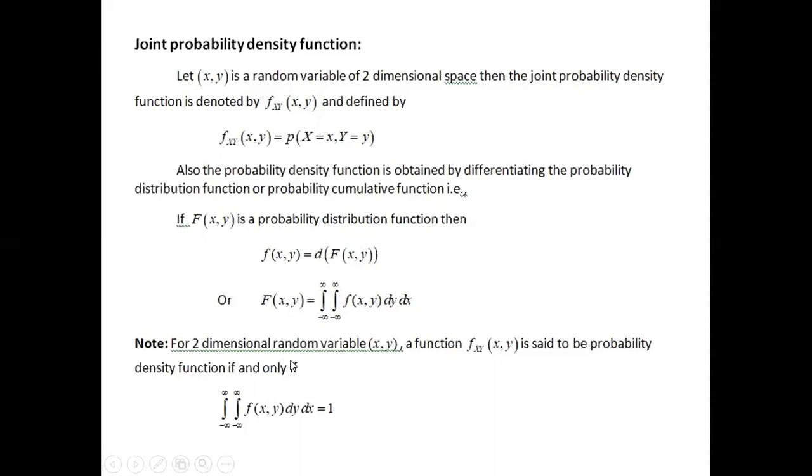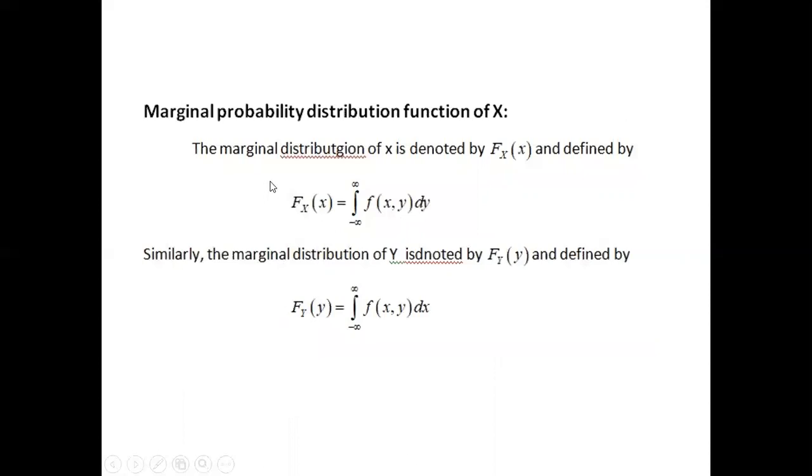So for two-dimensional random variables (X, Y), a function f of XY(x, y) is said to be a probability density function if and only if the integration from minus infinity to plus infinity, integration from minus infinity to infinity, of f(x, y) dy dx is equal to 1. Now we'll see what the marginal probability distribution function of X is.